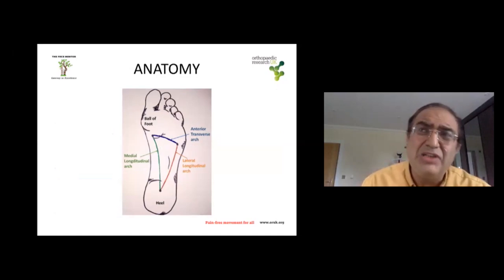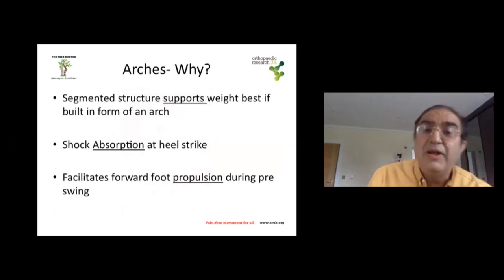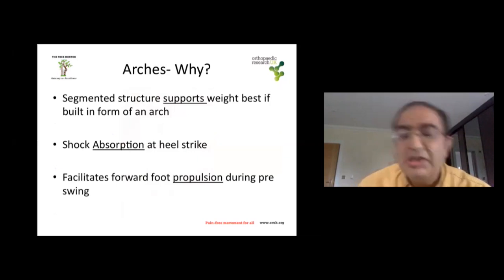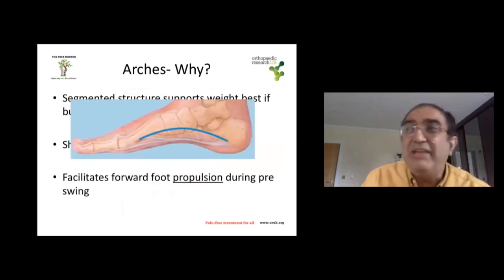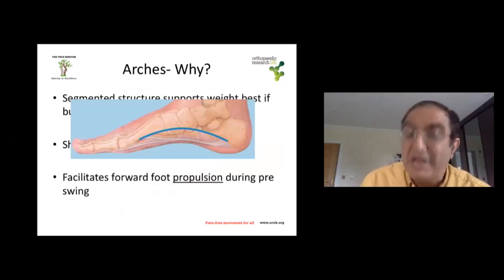So, we know that a foot has got multiple arches. You've got the medial arch, you've got a lateral arch, you've got your transverse tarsal arch, but probably the most important of those is the medial arch. Now, why do you need an arch? First of all, one may ask, why do we need an arch? This is because the foot is a segmented structure. And to support the weight, a segmented structure requires an arch to support the weight best.